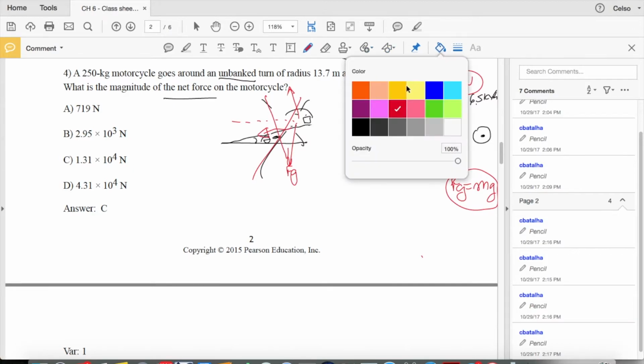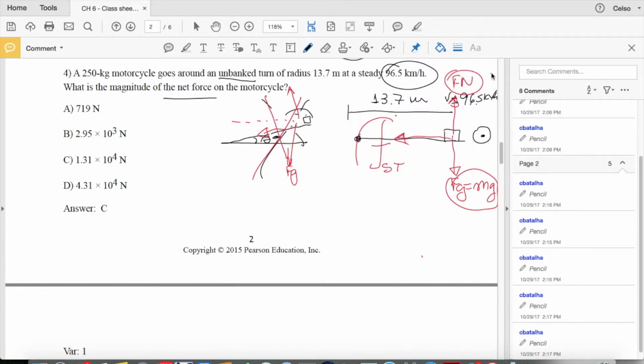That's what you got. You have three forces acting on a motorcycle: the static friction, the gravity, and the normal force. Now, when you look at these three forces, which forces can you consider centripetal? What is the definition of centripetal force? So let me write here: centripetal force.